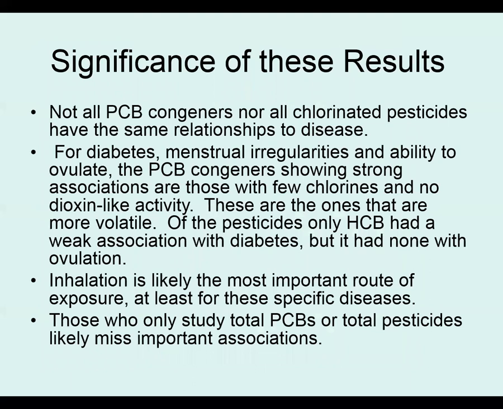I think the significance of these results is that not all PCBs or congeners have the same associations with disease. For diabetes, for menstrual irregularities and ability to ovulate, the PCBs that show the strong associations are those with few chlorines and no dioxin-like activity. And these are the more volatile congeners. Of the pesticides, only hexachlorobenzene had a weak association with diabetes, but it didn't have any with ovulation. And we suggest that inhalation is the important route of exposure that explains these associations.